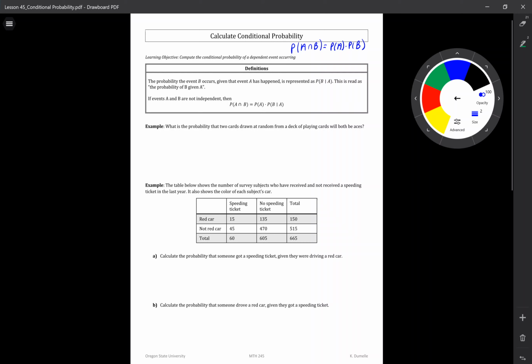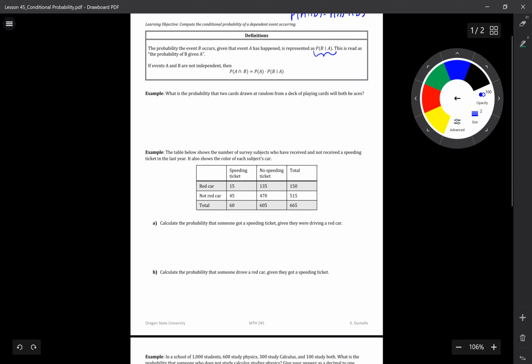So here's our definition for the day. The probability that the event B occurs, given that the event A has already occurred, is represented as this right here, which is read as the probability of B given A. So that bar is like "given." If events A and B are not independent, then the probability of A and B happening is the probability of A happening times the probability of B given A. So this is what we're going to work with today.